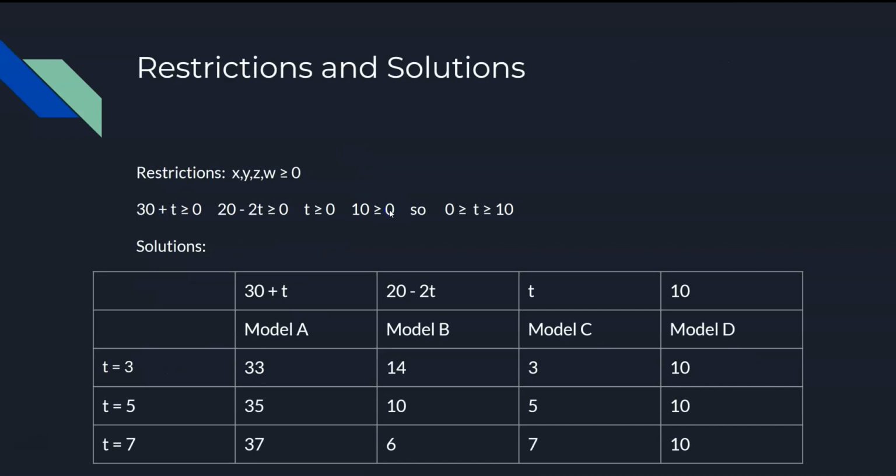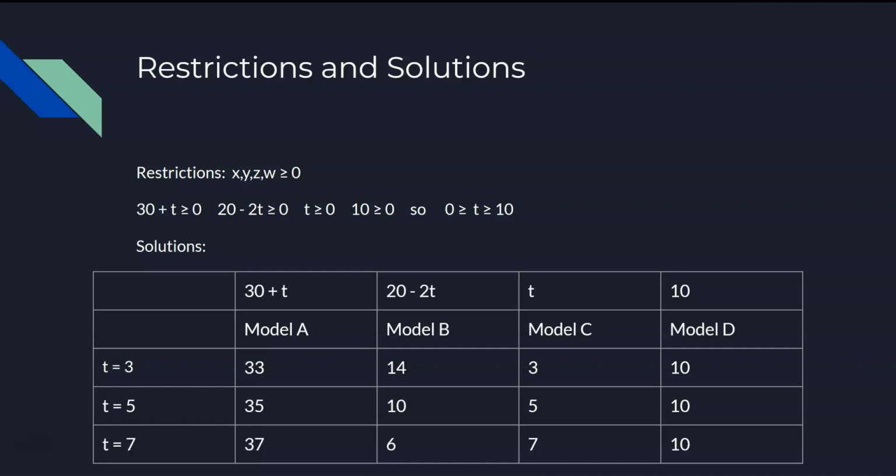So the only restriction on this problem is that x, y, z, and w must be greater than or equal to 0. This is because you can't sell or produce a negative car. And because x, y, z, and w are greater than or equal to 0, that means that their parametric equations must also be greater than or equal to 0, which is shown on the next step.